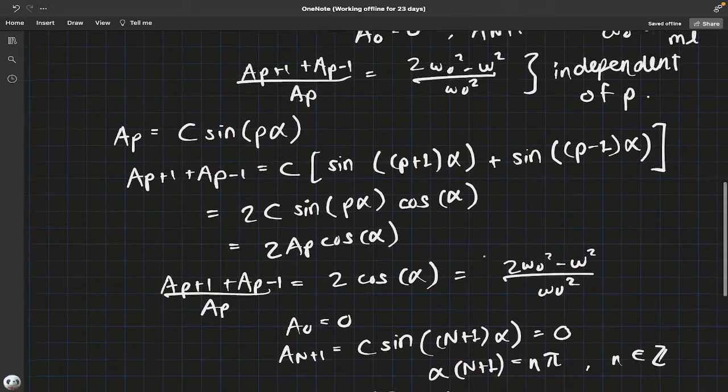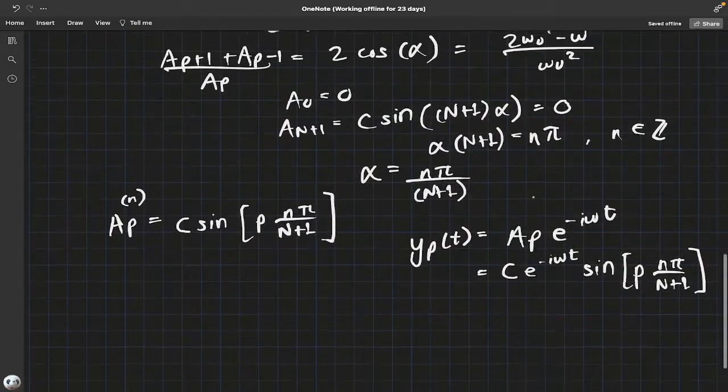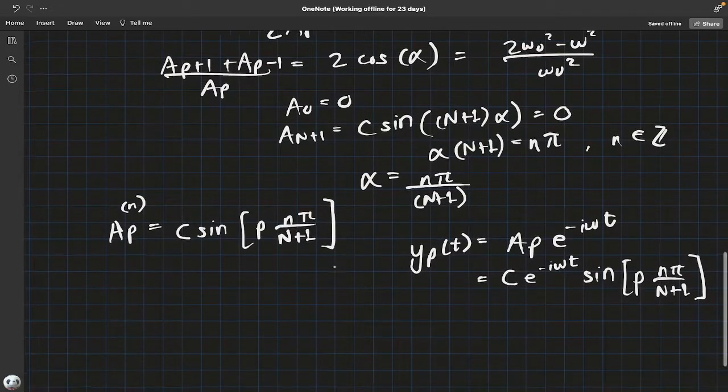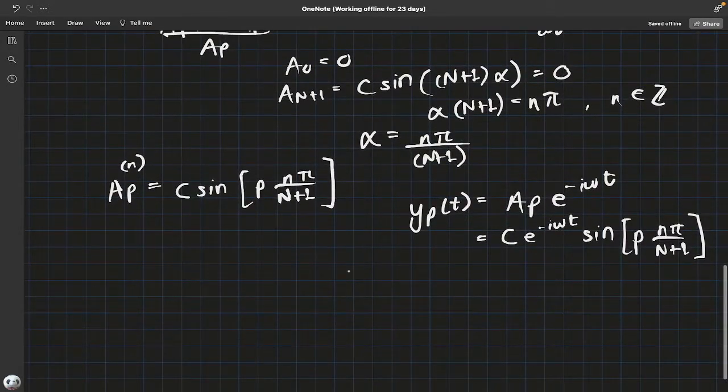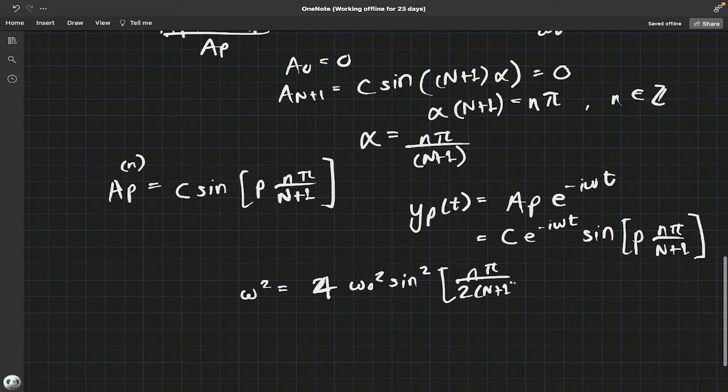This is a more crude way of doing the eigenvalue eigenvector analysis that we usually do for the coupled oscillators. But you can see from this, we can solve for omega to actually get, let me just simplify the algebra, 4 times omega squared sine squared of n pi over 2 times n plus 1. This is just simplifying the algebra altogether. These are the mode frequencies.